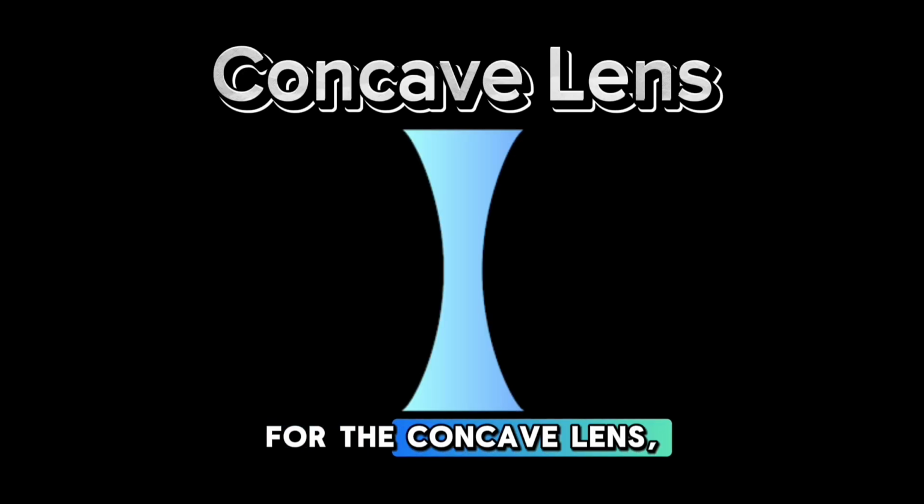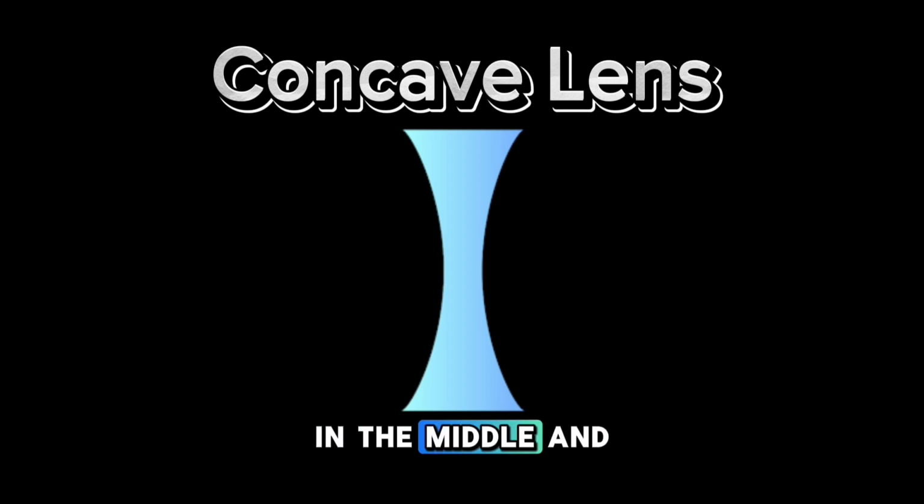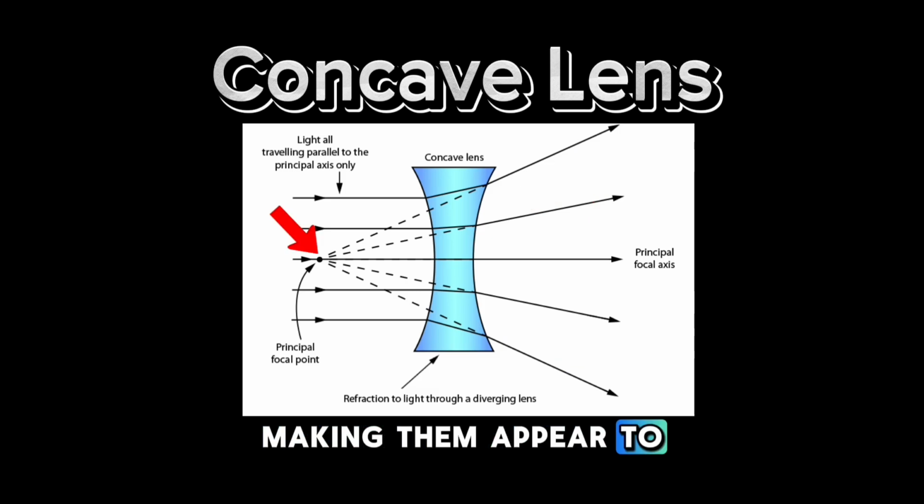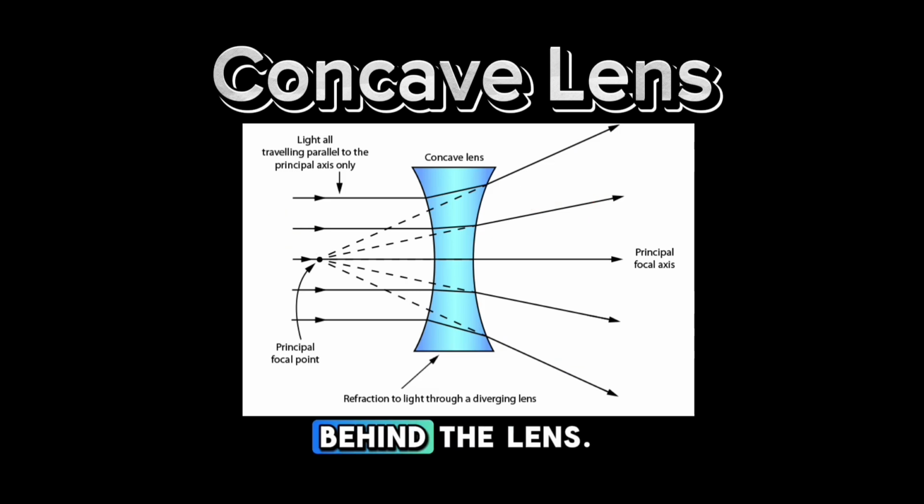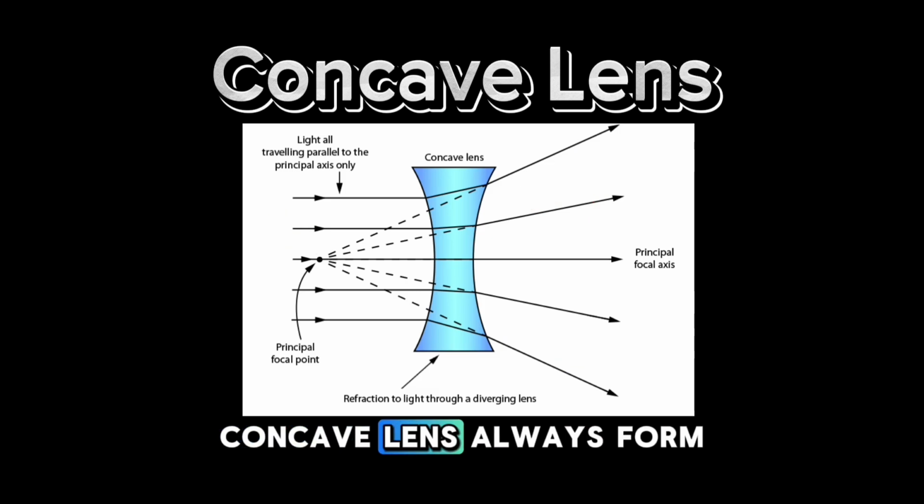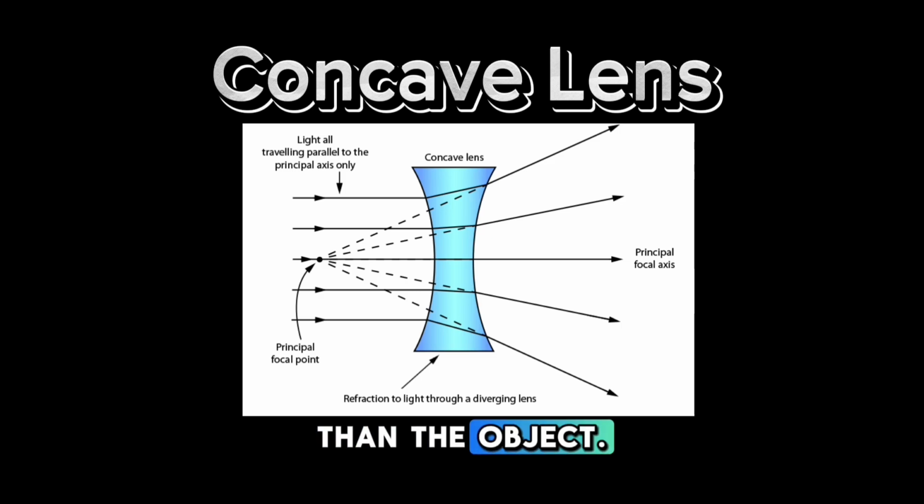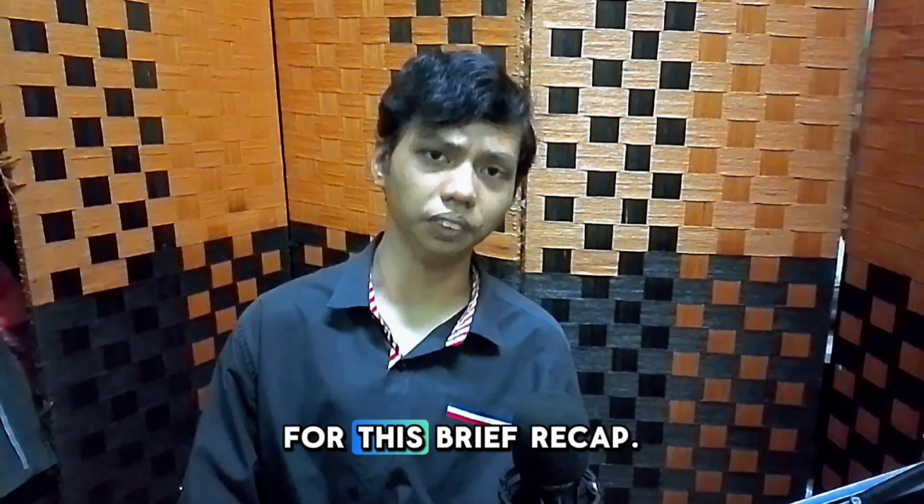For the concave lens, its shape is thinner in the middle and thicker at the edges. It diverges light rays that pass through it, making them appear to come from a focal point behind the lens. Concave lens always forms a virtual, upright and smaller image than the object. And that's basically it for this brief recap.